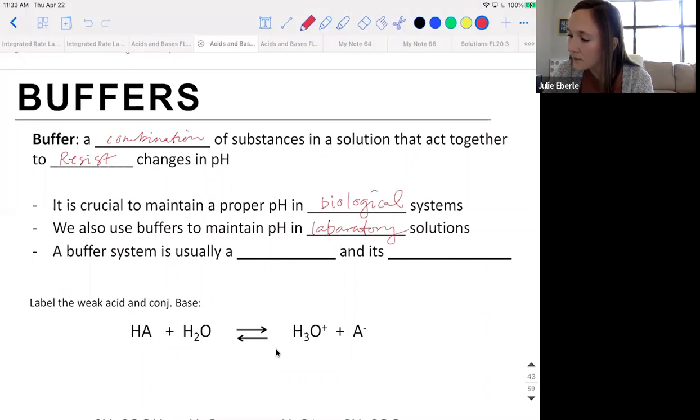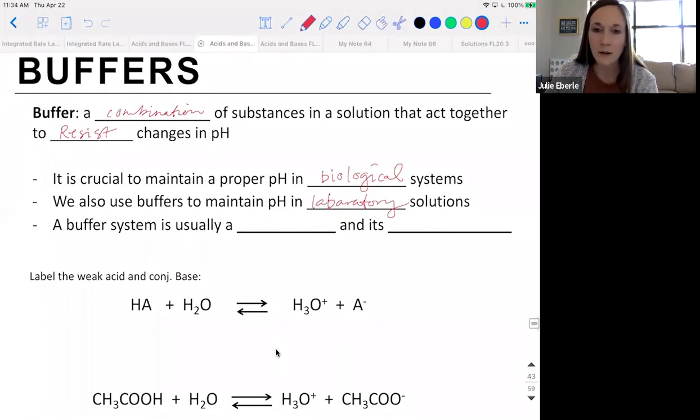Maybe I did. So in laboratory settings, when you make solutions, I used to make these in grad school all the time. I can't tell you how many hours of my life I spent standing at a pH meter. You have to have proper pH. And in biological systems, our bodies are made up of buffers in our cells and all kinds of things, so you have to keep constant pH. A buffer is usually a weak acid and its conjugate base.